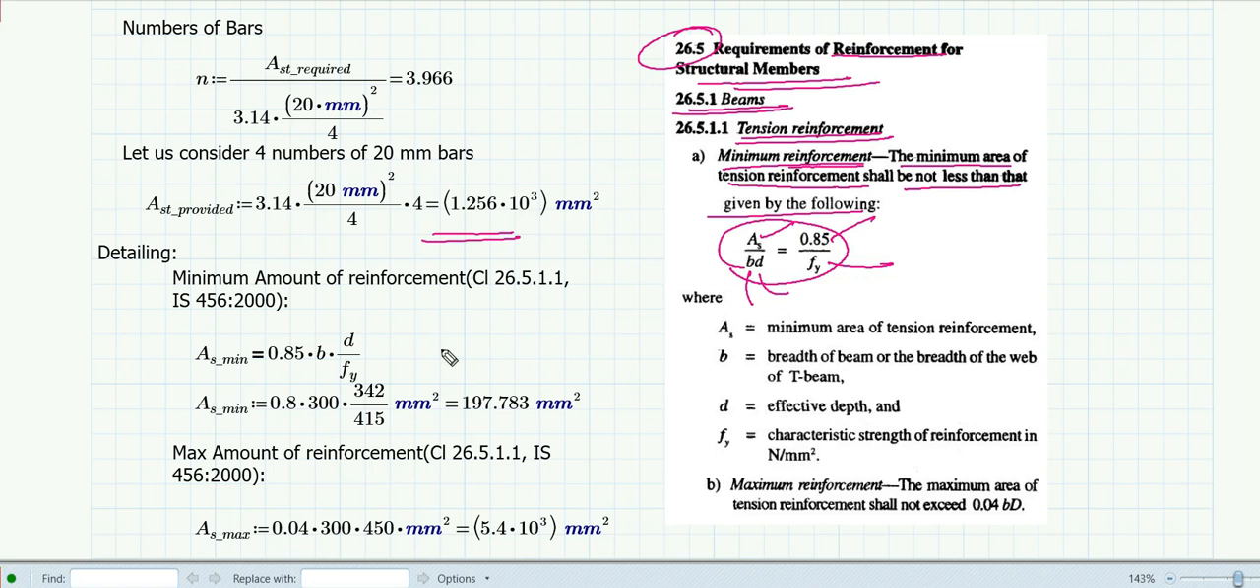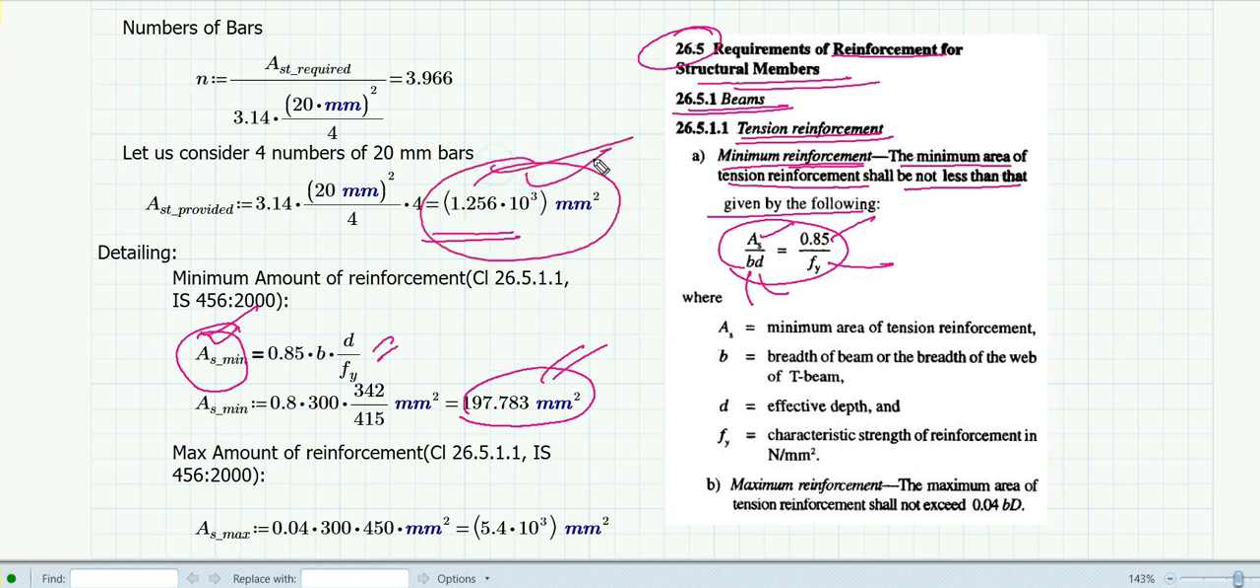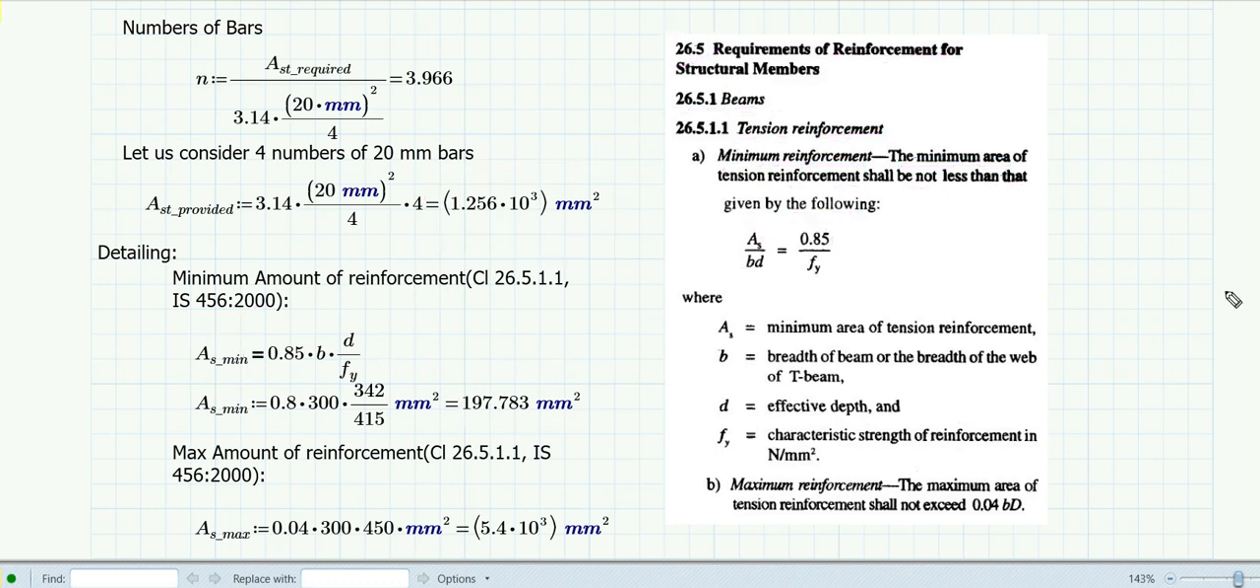Now from this equation, if you find the minimum area of steel required, and put the values in this equation, you will get 197.78 mm². So this is the minimum steel that you have to provide for this particular beam. Definitely we are providing more than this, so this condition is okay, right?